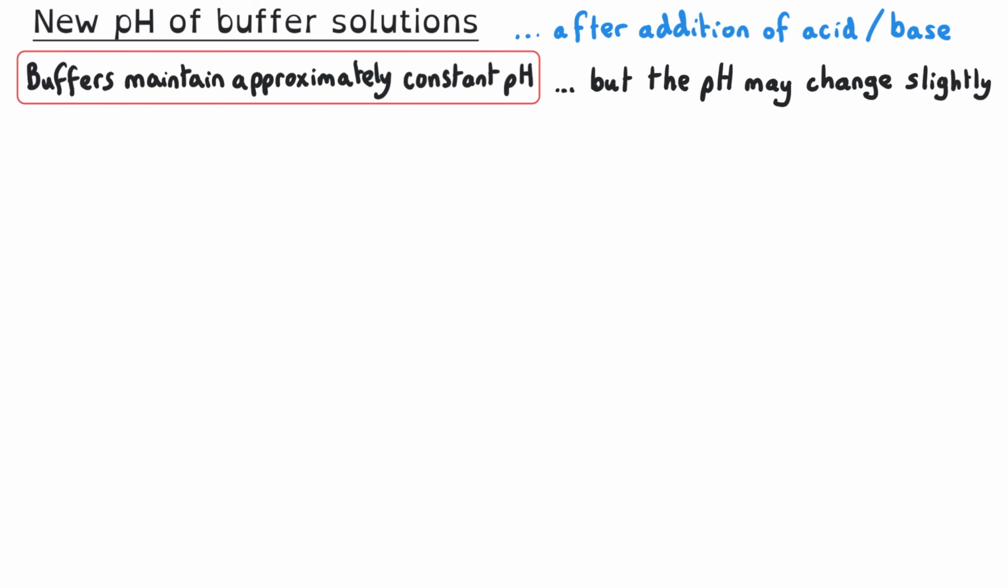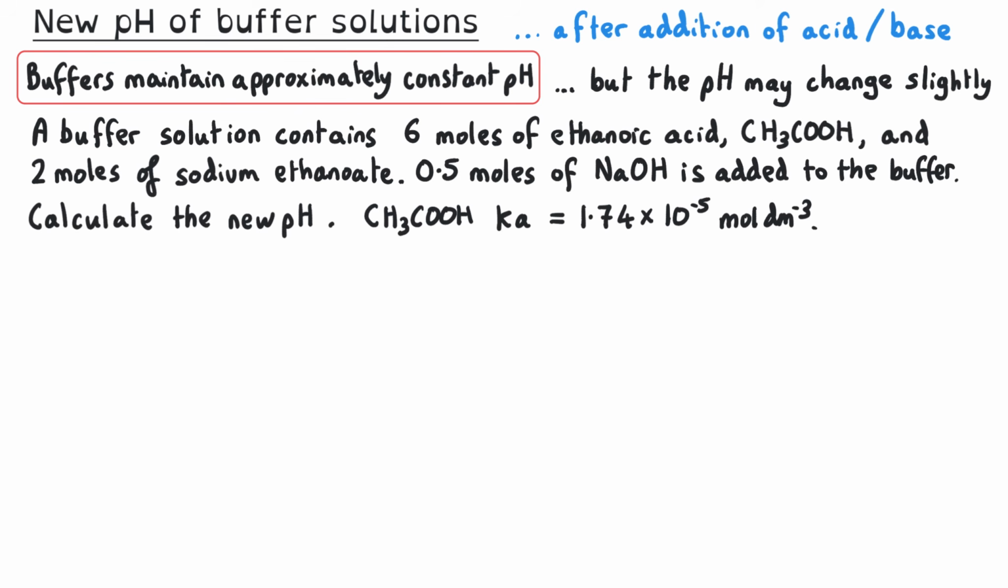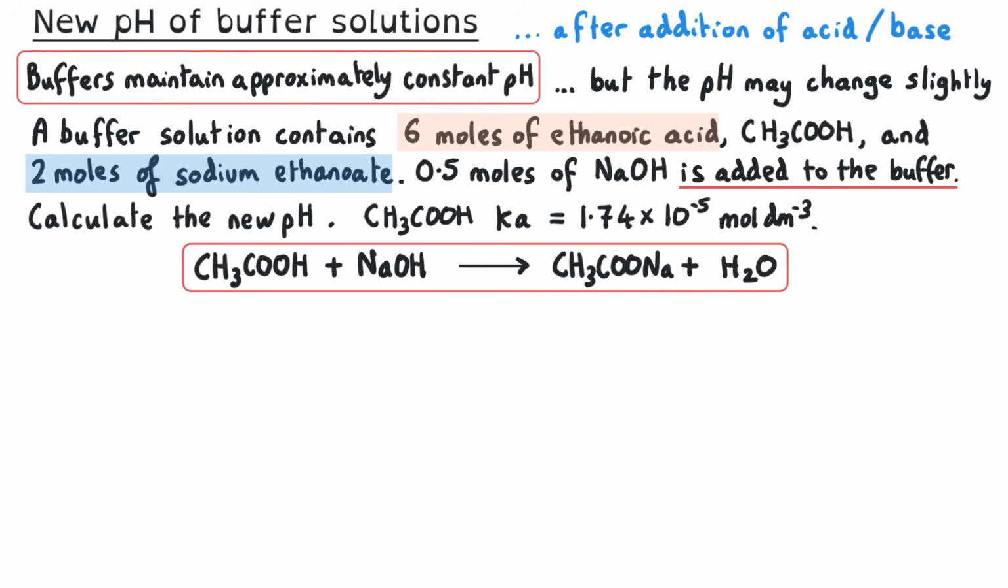And you could be asked to calculate the pH of a buffer solution after something has been added to it. And so, for instance, if we say that we have a buffer solution containing 6 moles of ethanoic acid and 2 moles of sodium ethanoate, and then 0.5 moles of sodium hydroxide is added to the buffer solution, we could be commanded to calculate the new pH value when given the Ka for this weak acid. And what we need to recognize is that the added sodium hydroxide will react with the weak acid component of this buffer and produce salt and also water.